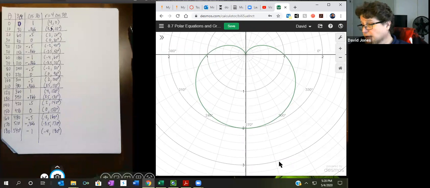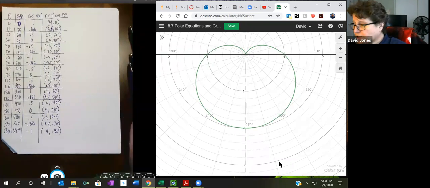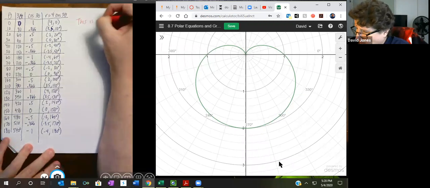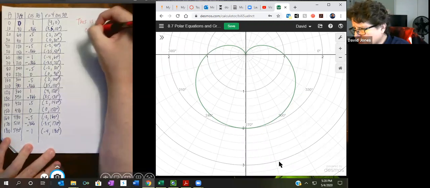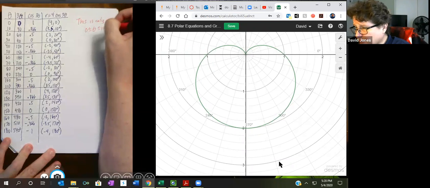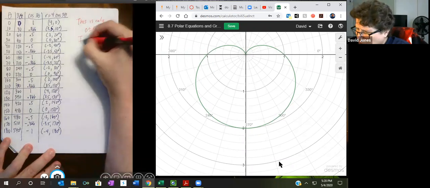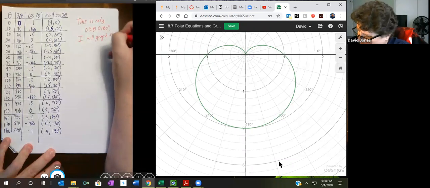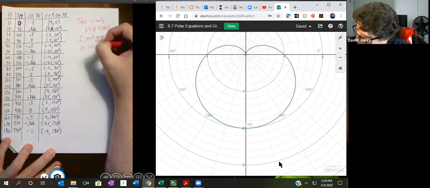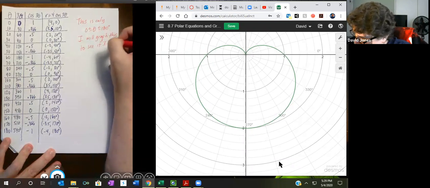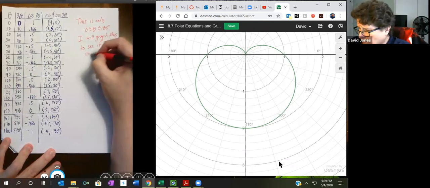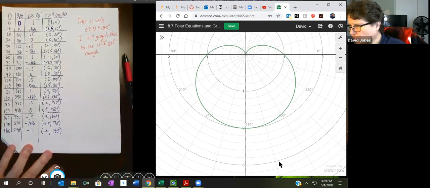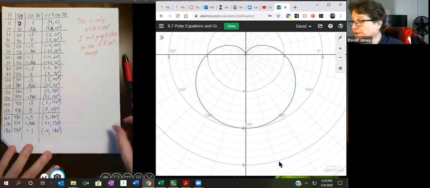Okay. So this is only up through 0 is less than or equal to theta, less than or equal to 180 degrees. I will graph this and see if I get enough. Maybe I should do one more just to see if it starts. Now, we'll do that afterwards.